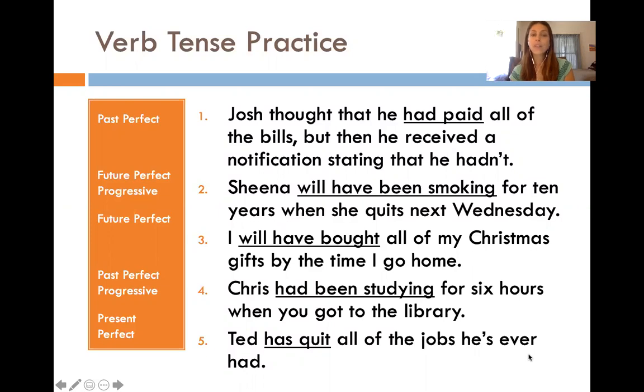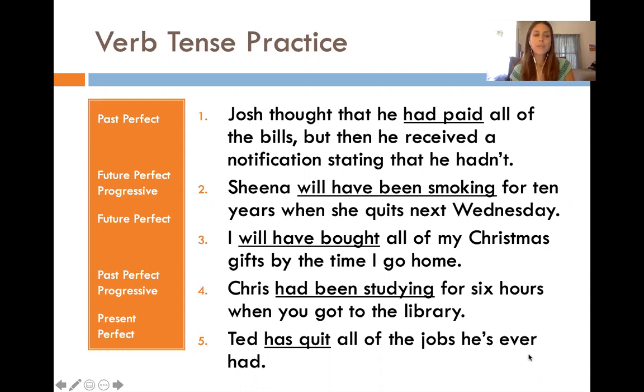Number 3, I will have bought all my Christmas gifts by the time I go home. I will have bought, we're talking about the future perfect. By the time I go home, so by this next action, I will have done this. Number 4, Chris had been studying for 6 hours when you got to the library. Past perfect progressive. He had already been doing this for 6 hours, the time frame, with the ing, when you got, right? So this got is the simple past, to the library. So we're talking about the past perfect progressive here.